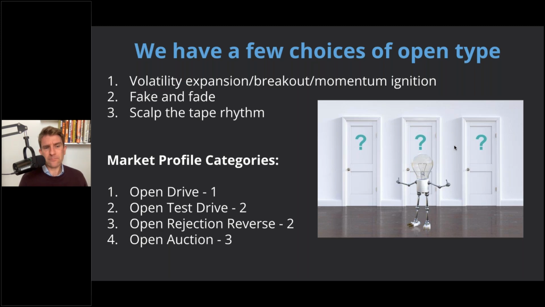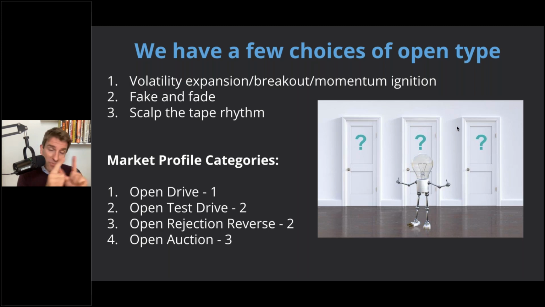The market profile guys would probably categorize it as opening drive, opening test drive, open rejection reverse, and open auction. I've confused everybody here with this, but an open drive would be your volatility expansion, open test drive would be your fake and fade, and open rejection reverse would be fake and fade because it's a slightly longer duration. Not that this matters too much. We'll give some examples in a moment. An open auction is when it's just going back and forth, up and down, and rotating.